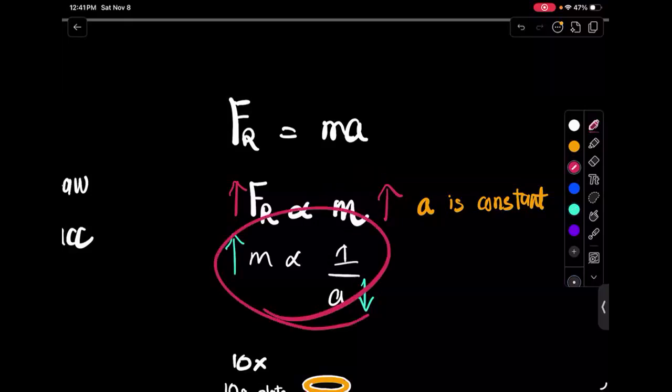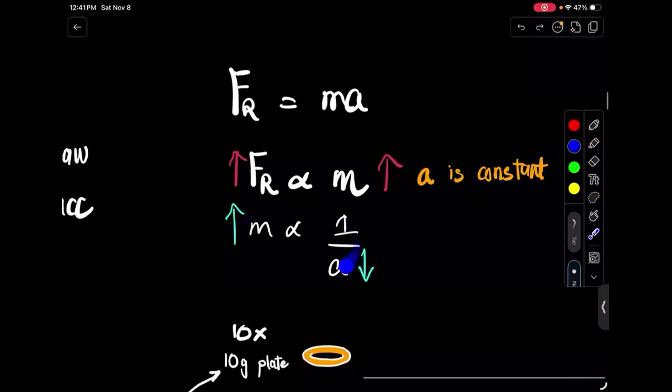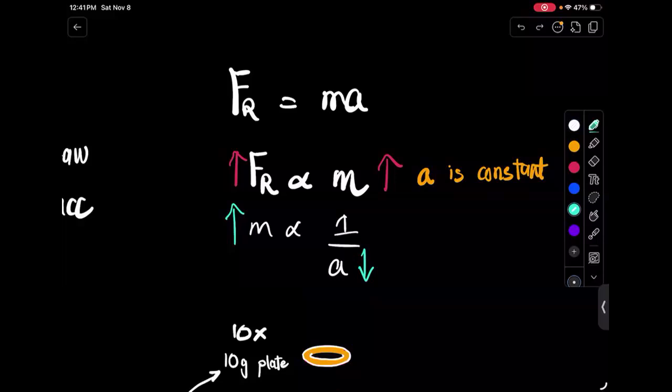In the same way, if mass is inversely proportional to acceleration, that means that when I increase the mass, it accelerates less. The assumption over here is that the force is constant. That means if I apply the same force to a smaller mass and the same force to a greater mass, the one with the greater mass will accelerate less. So this is what it's telling me.